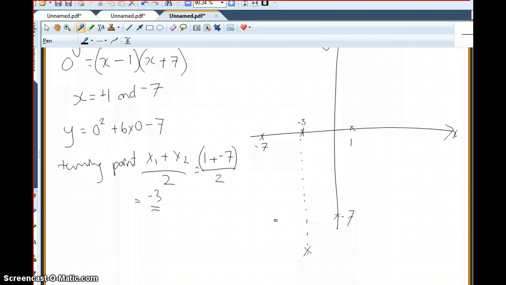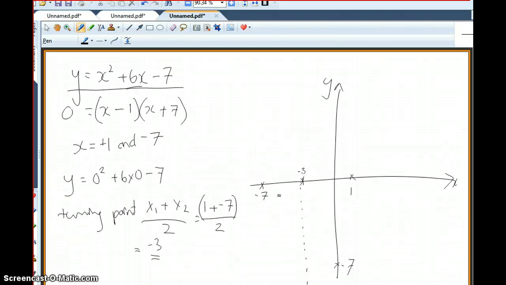What do I do next? Found the x value. Substitute it into which equation? Top one or the second one, it doesn't matter. They both are the same equation.